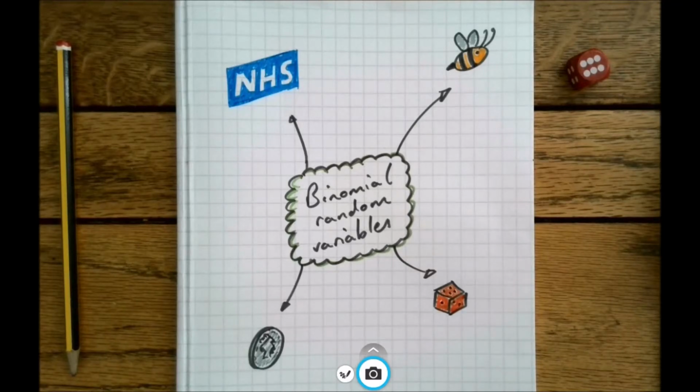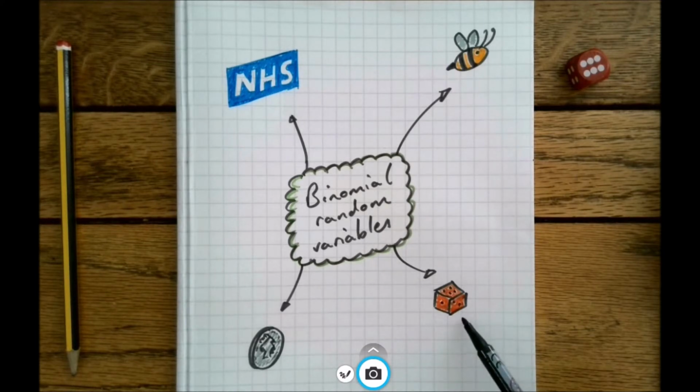In order to better understand normal random variables, we're going to need to do some quick revision of binomial random variables. Now, when do binomial random variables crop up? It's when we have a finite number of experiments, or trials, we might call them, a finite number, each with a certain probability of success or failure.